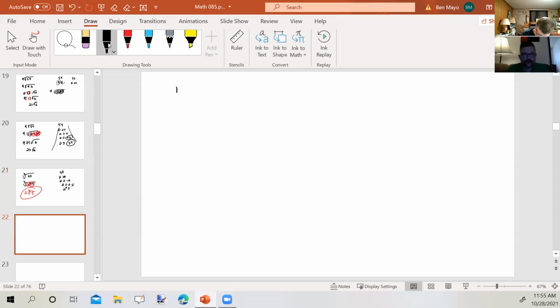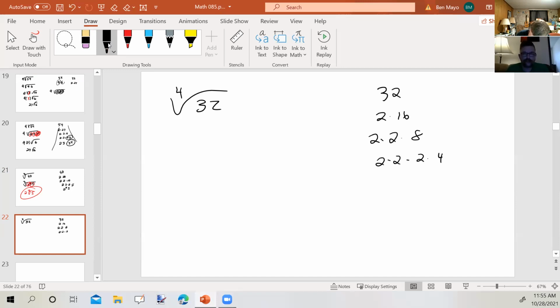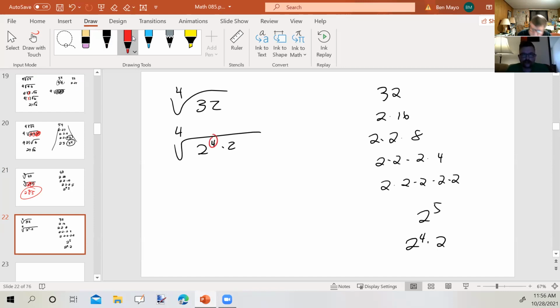Here we have the 4th root of 32. So I'm looking for something raised to the 4th power inside the radical. 32 is 2 times 16, which is 2 times 2 times 8, which is 2 times 2 times 2 times 4, which is 2 times 2 times 2 times 2 times 2, which is 2 to the 5th power. Okay. But I'm going to write it as 2 to the 4th times 2 to the 1 power. Why am I going to do that? Because I want 4th powers inside so that I can take the 4th root.